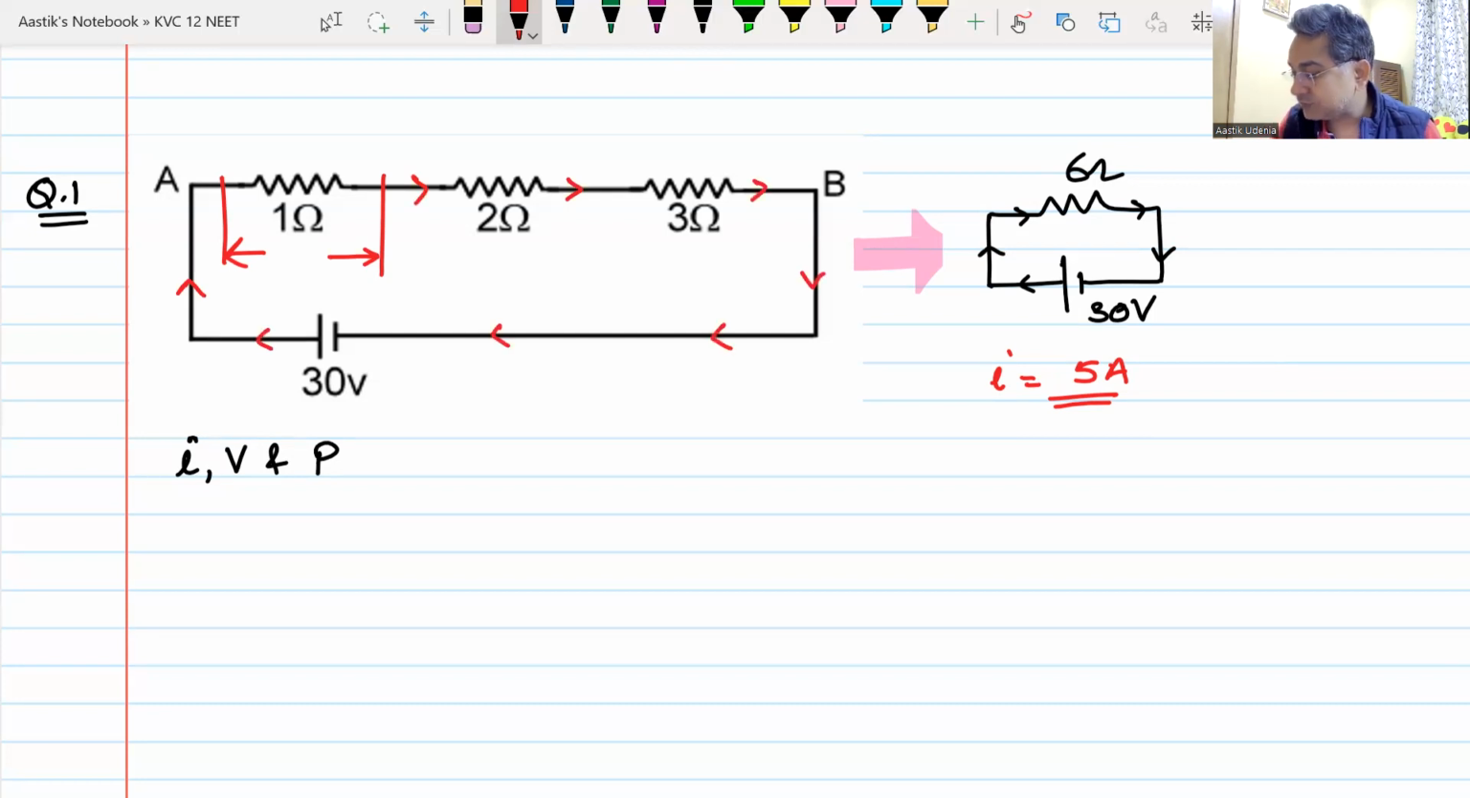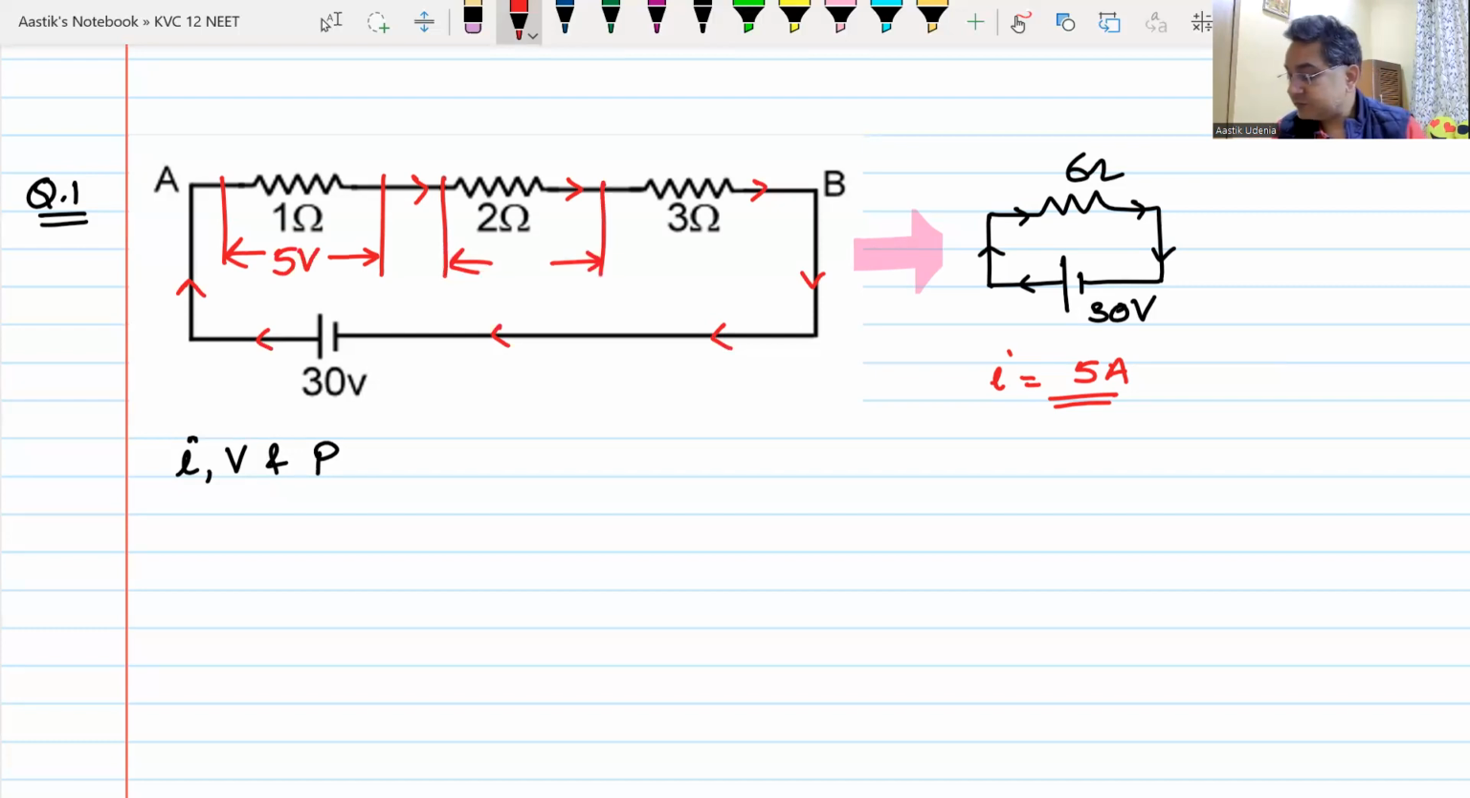Yes. Sir, 6. Eh? 6? How did you get 6? V is equal to IR. 5 volt. Yes, Abhiram, that is correct. 5 ampere is the current, 1 ohm is the resistance. So it is 5 volt. Not to worry. Can you tell me what is the potential drop across this resistor?